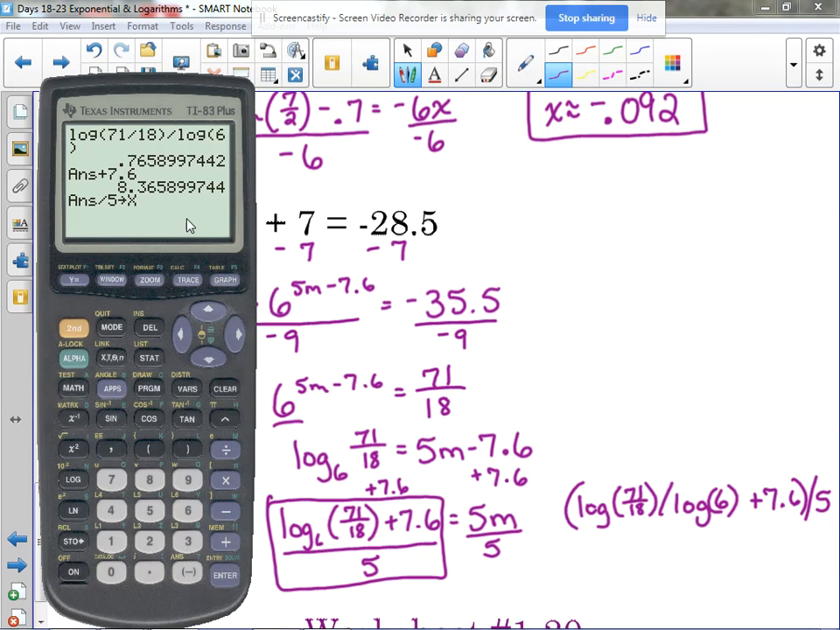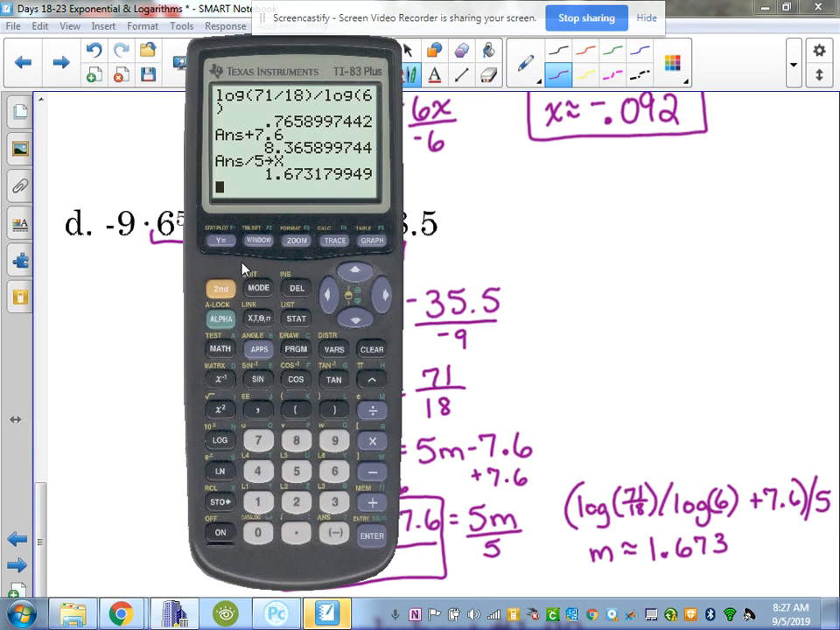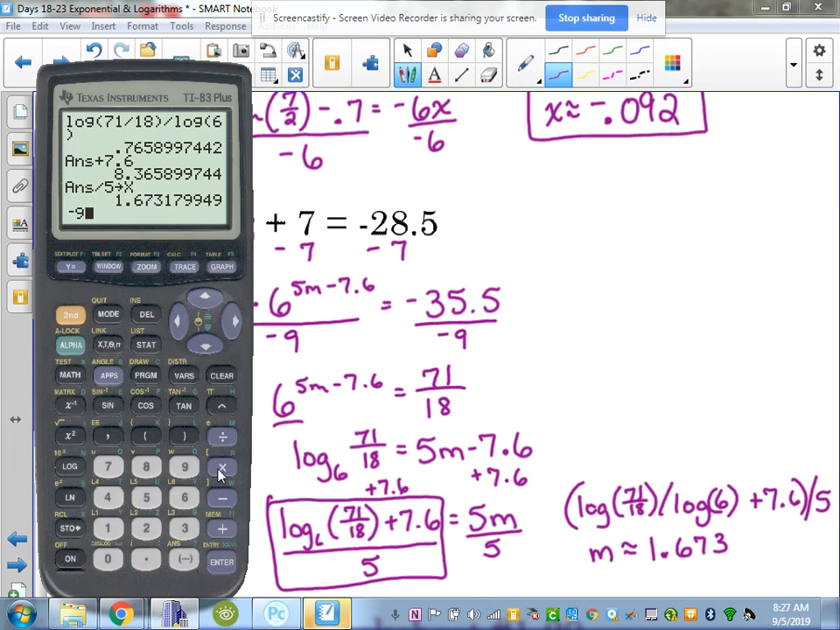Okay, so notice how I did all of that in pieces. Change of base, enter. 7.6, enter. Divide by 5, store as m, enter. So that m is approximately 1.673. We've got negative 9 times 6 raised to the 5m minus 7.6, plus 7, negative 28.5.